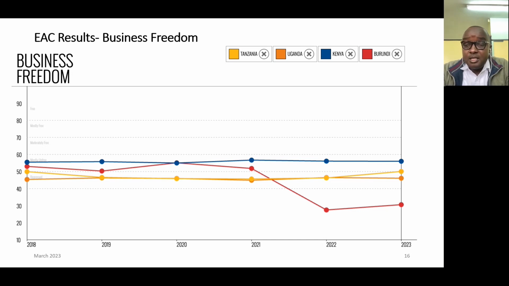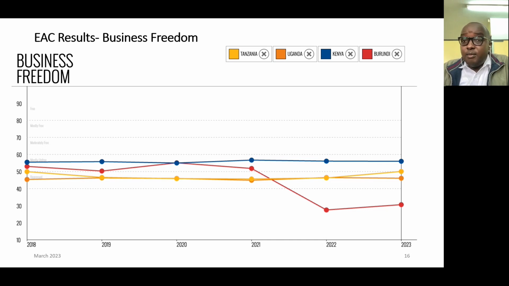The business freedom measures the cost of setting up businesses. It has almost 13 indicators. If you look at those 13 indicators, it's actually on time, cost, and the procedure of setting up a business. And if you look at the score, Kenya is in the region of mostly free and is the leader within the EAC, while the rest are in the regions of repressed, with the exception of Burundi, which has a very low score in that context.